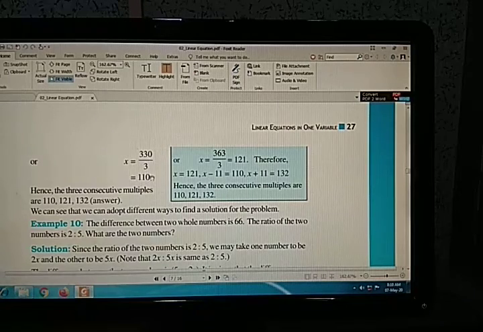So the first multiple will be 110. The next multiple will be 110 plus 11, that will be 121. Then the next multiple will be 121 plus 11, that will be 132. So these are the three multiples, and if we add these three, we will get 363. So our answer is correct.